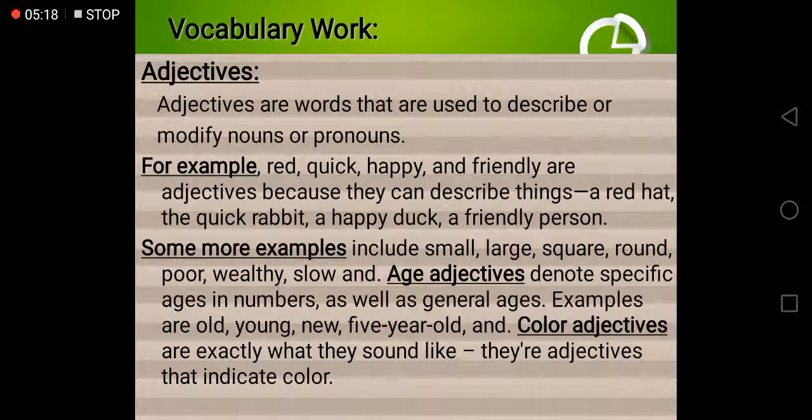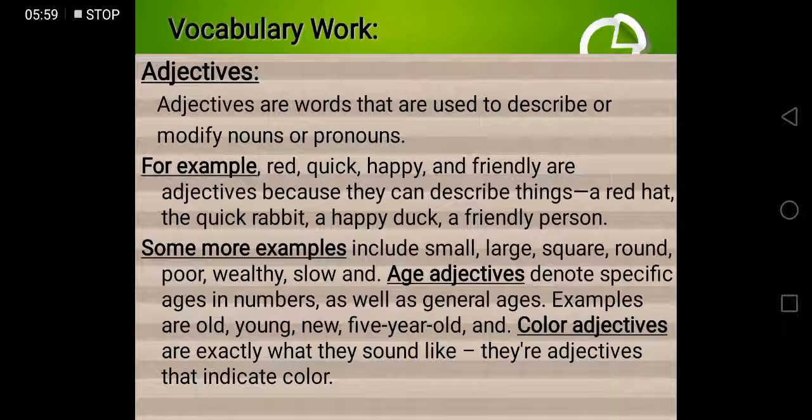Vocabulary work. The second task for this week's assignment is that you are going to revise the topic of adjectives. Let's revise it. Adjectives are words that are used to describe or modify nouns or pronouns. It simply tells us more about nouns or pronouns. For example, red, quick, happy, and friendly are adjectives because they can describe things like a red hat. Over here, red is an adjective and hat is a noun. The quick rabbit. Quick is an adjective and rabbit is a noun.